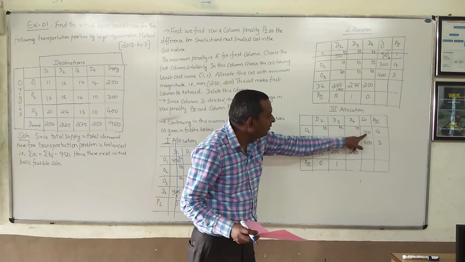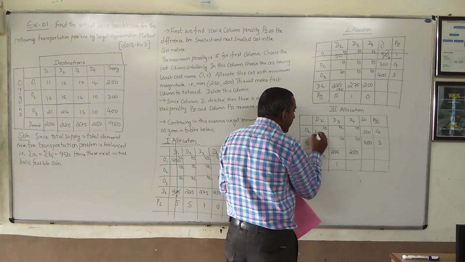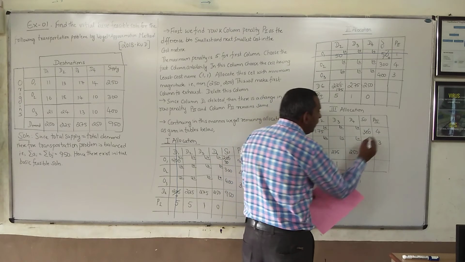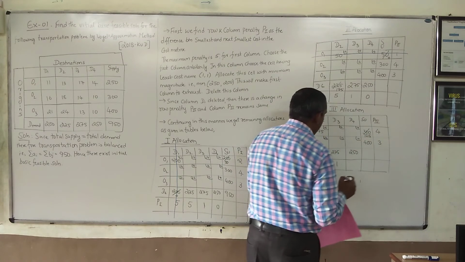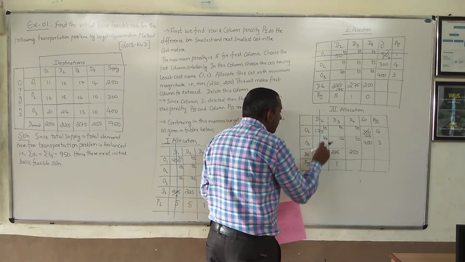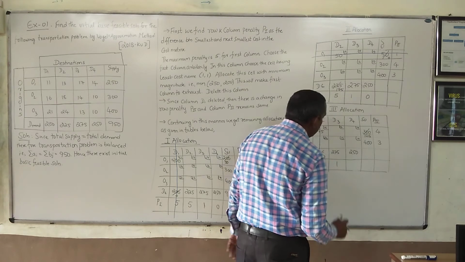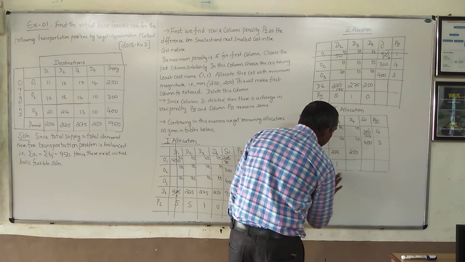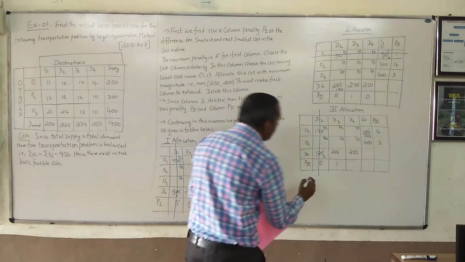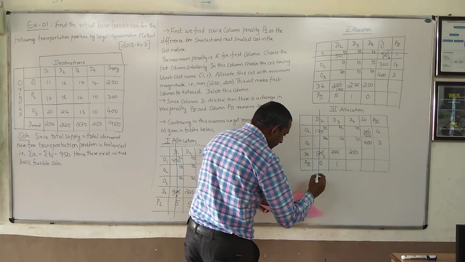So we will get the magnitude of these two. So what happens here? This becomes 0. I will write 175. So 300 minus 175 will give you 125. So now this column is exhausted. Fine. So we will go for the next allocation. We will go for the next allocation. Fine. So it is the fourth allocation.